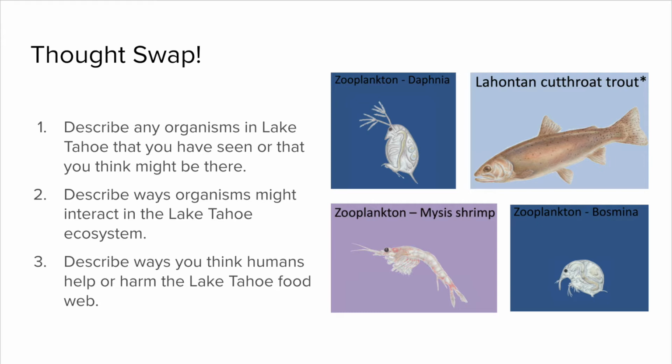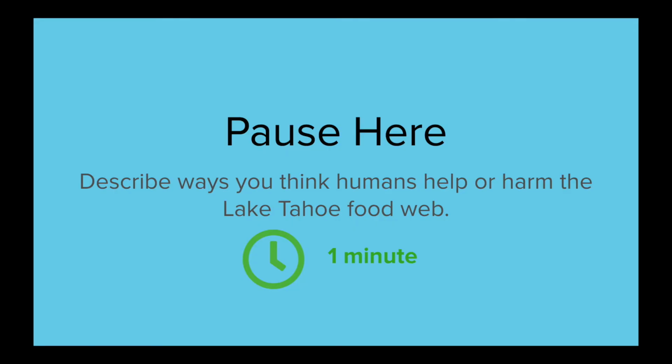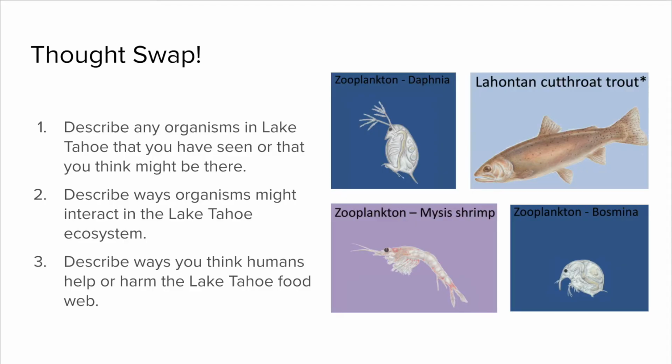Number 3, describe ways you think humans help or harm the Lake Tahoe food web. Pause the video for 1 minute and think, discuss, or write. So some of the ways humans might help or harm the food web. Some humans might fish in Lake Tahoe, so they would remove some of the fish that they like to eat from the food web. And that could either harm the ecosystem, or it could help it if they are fishing out what's known as an invasive species. And invasive species are sometimes introduced by humans.